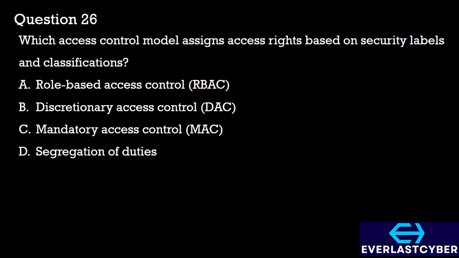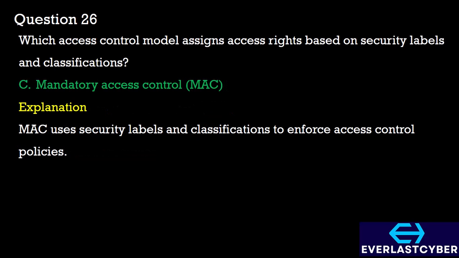So with respect to the question, we'll be going with option C, mandatory access control. With this kind of access control, access is determined based on the sensitivity of the information and the user's clearance levels. And users cannot change access permissions because they are enforced by the system.